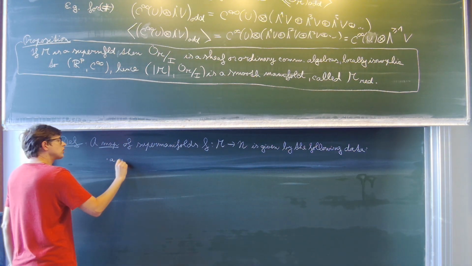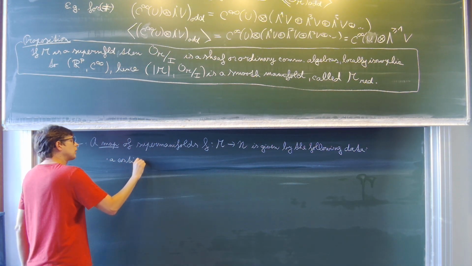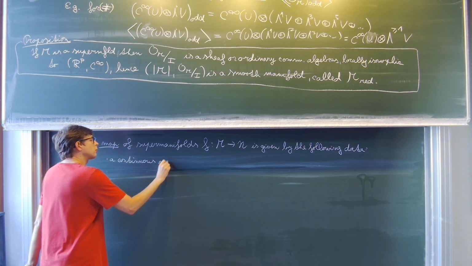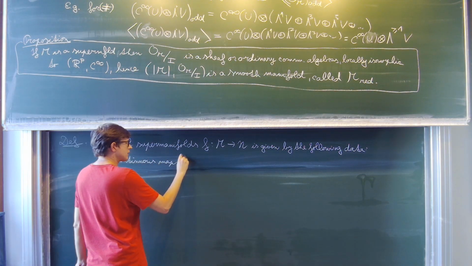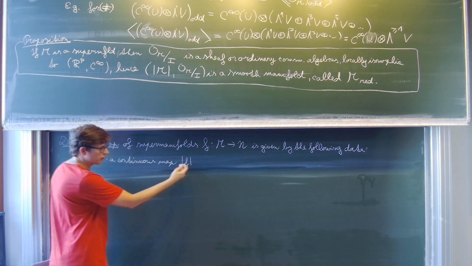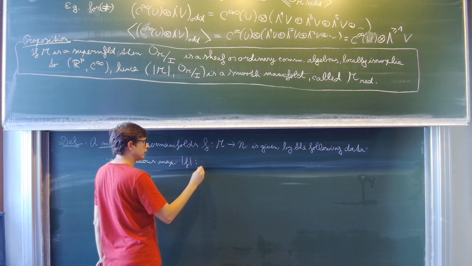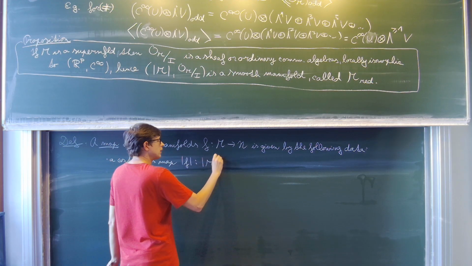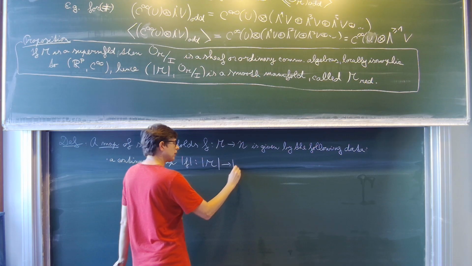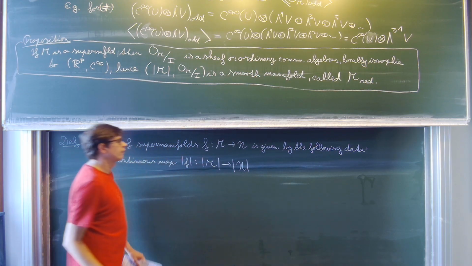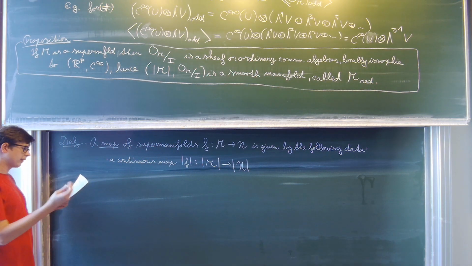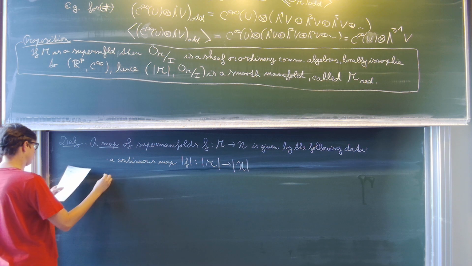So first of all, we have a continuous map of topological spaces, and in accordance with the previous notation this will be called F in absolute value. So this is the map that goes from the underlying body to the other underlying body. So there is really something that has to do with topology.